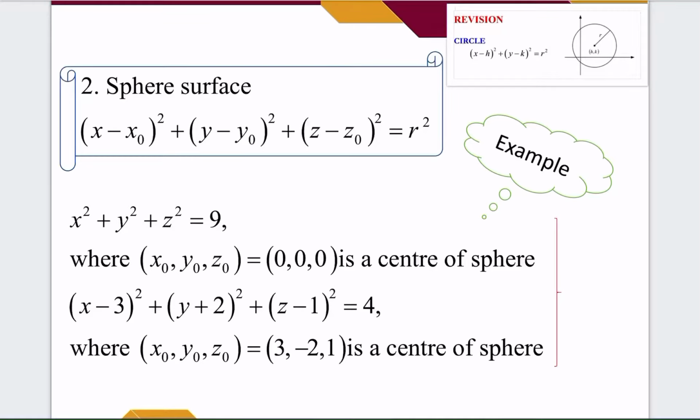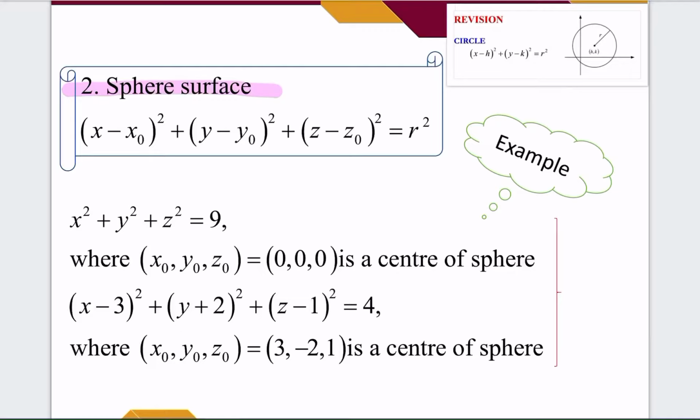Okay, so now we want to look at the next surface, which is the sphere surface. In the previous video we looked at the plane surface, or flat surface. This time we want to look at the sphere surface, which is a type of curvy surface. A sphere surface, if you can imagine, is like a ball, because it is formed in a sphere form.